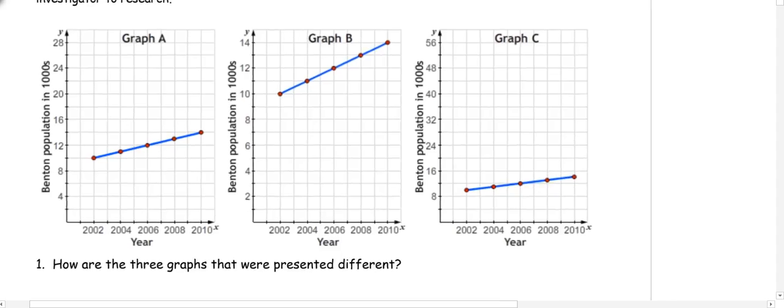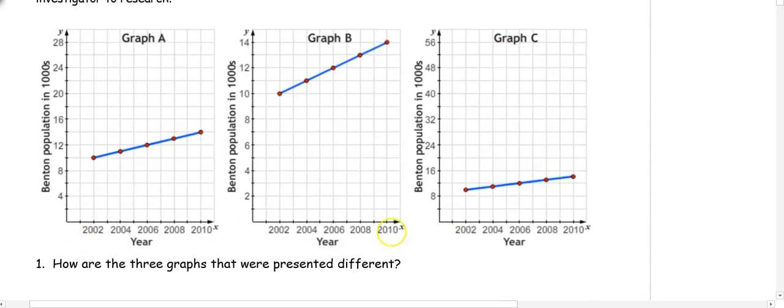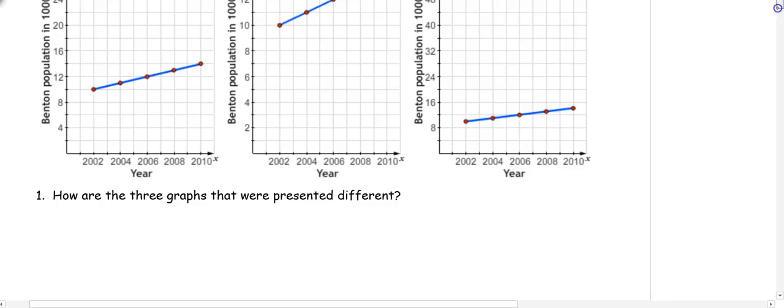And notice in all the graphs, we have our years on the x-axis and we have our population on the y-axis. So the graphs look a little bit different. So how are the graphs different? The graphs are different for a few reasons. The lines are located higher or lower from graph to graph.